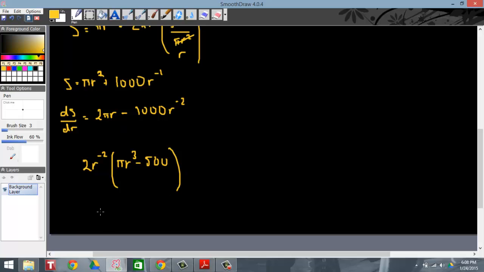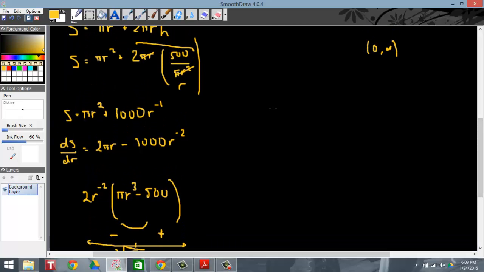And what that tells me is that my critical number is going to be produced by 500 over pi, and that's the cube root of that value. This expression here is always going to be positive. This expression here is a cubic function, which is negative on the left, positive on the right. So I know I've got a local minimum here, and actually an absolute minimum for this particular problem.